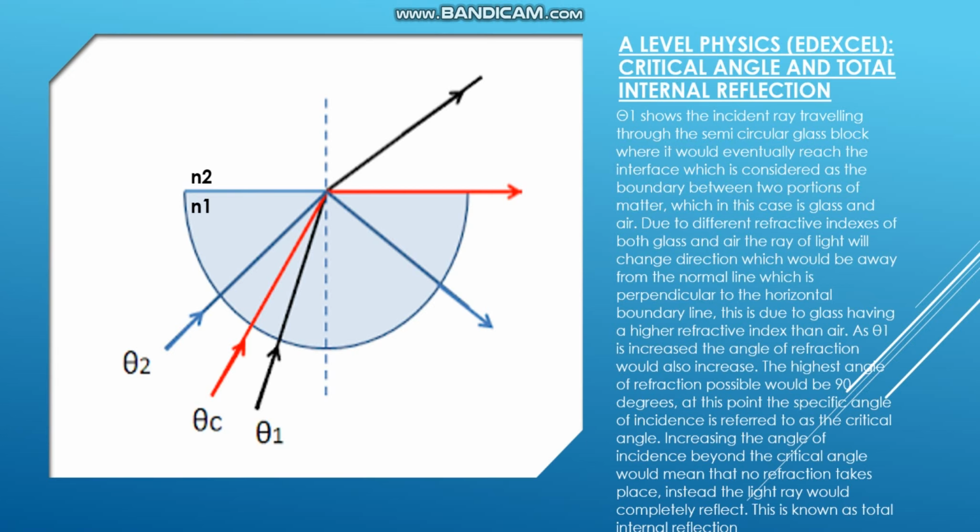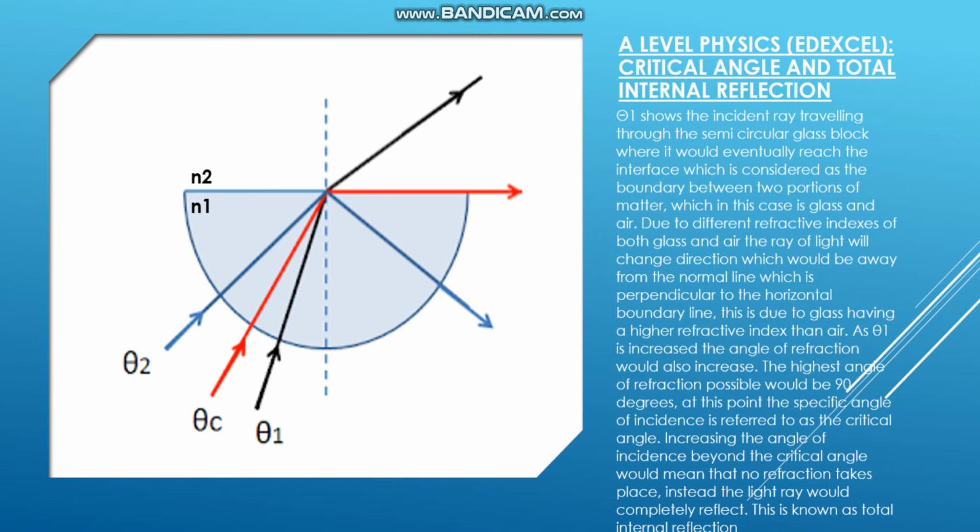So as we can see in the following diagram, θ1 shows the incident ray travelling through the semicircular glass block, where it would eventually reach the interface, which is considered as the boundary between two portions of matter, which in this case is glass and air. Now, due to different refractive indexes of both glass and air, the ray of light will change direction, which would be away from the normal line, which is perpendicular to the horizontal boundary line. This is due to glass having a higher refractive index than air.